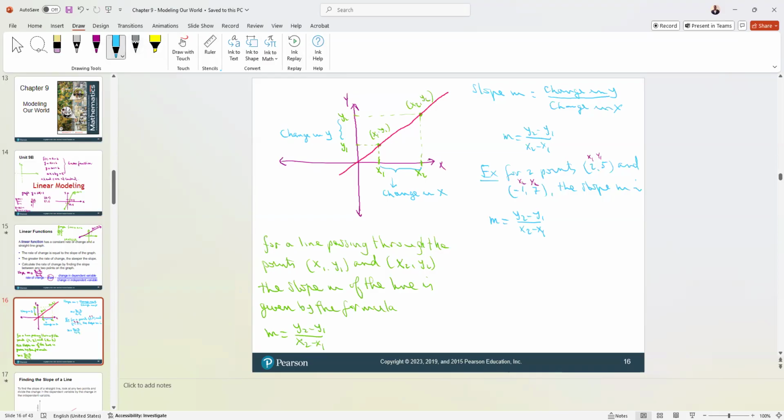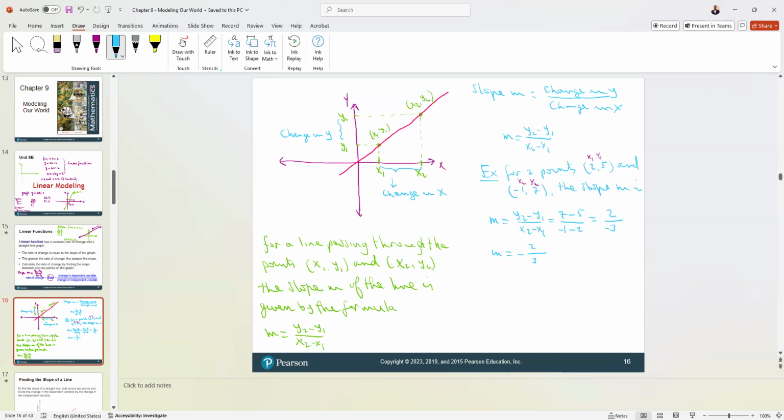So we can substitute: y2 is 7 minus y1 is 5, over x2 is -1 minus x1 is 2. So we end up with 2 over -3. So the slope of the line is -2/3. One thing you need to understand about the slope: the graph rises from left to right if the slope is positive and falls from left to right if the slope is negative.